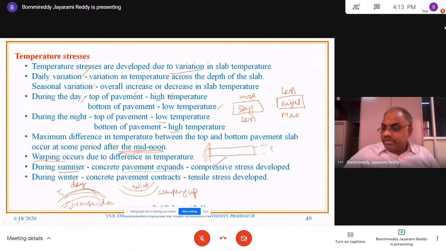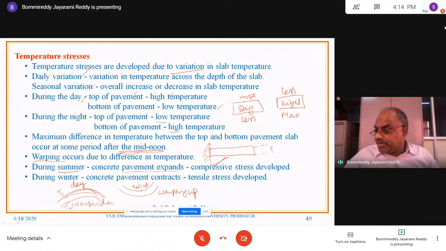So remember, in summer, temperature is more, and it tries to expand. If the expansion is prevented, compressive stresses are induced. And during winter, concrete pavement contracts because temperature is less. When the concrete pavement contracts, what are the stresses induced? Tensile stresses are induced in it.